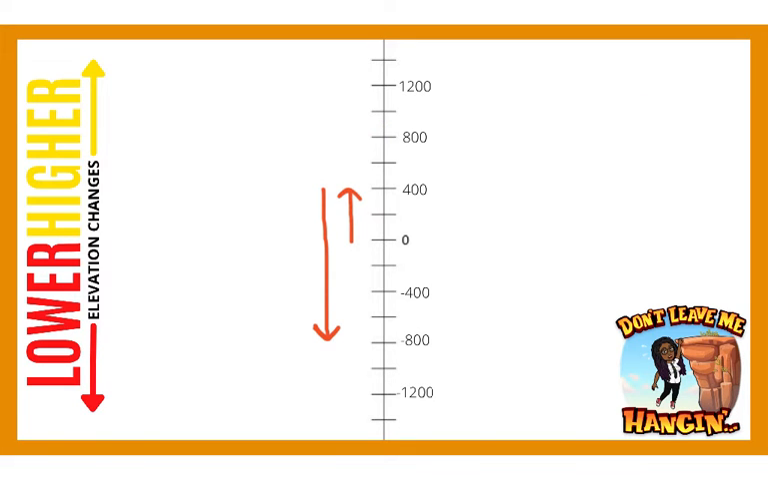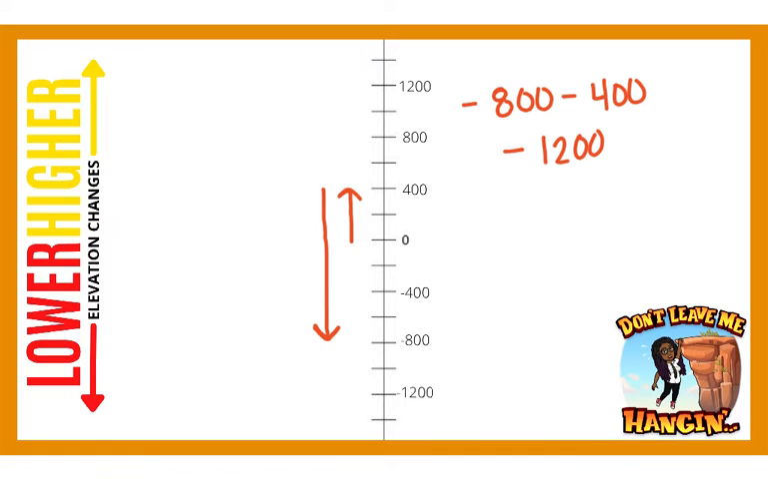Remember what I told you. The way we calculate our change is by taking our final, which in this case was negative 800, and subtracting our beginning, which was 400. Okay, so now remember, guys, whenever we're subtracting, what direction are we going? In this case, we're going down. All right, so this is going to be negative 1200. So what does that mean? That means our elevation decreased by 1200 feet.